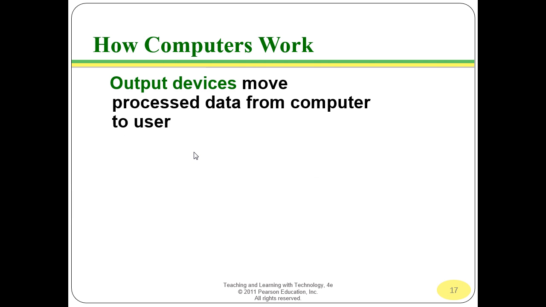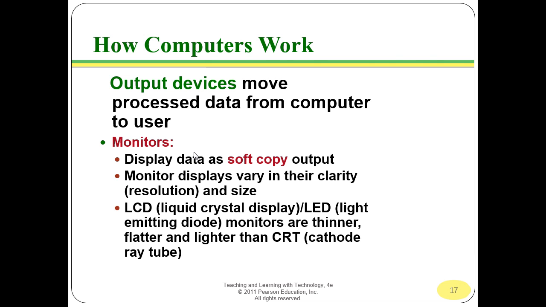Now, your output devices move processed data from the computer to you and me. Now, your monitors will display your data as a soft copy. They vary in size, and one thing to remember is that if you see the size of the monitor listed, that size is measured diagonally across the monitor. It isn't straight across along the width. It's always measured diagonally. So be sure that you remember that.